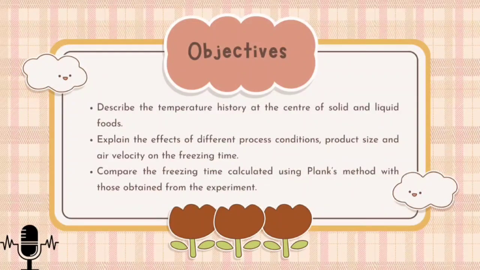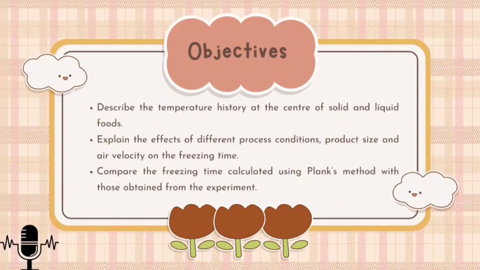Second, we can explain the effect of different process conditions, product size, and air velocity on the freezing time. The freezing time is affected by the initial temperature of the food, the efficiency of heat transfer in the freezing environment, the size and shape of the food product, and the speed of the air circulation. These factors collectively determine how quickly a food item transitions from its initial state to a fully frozen state.